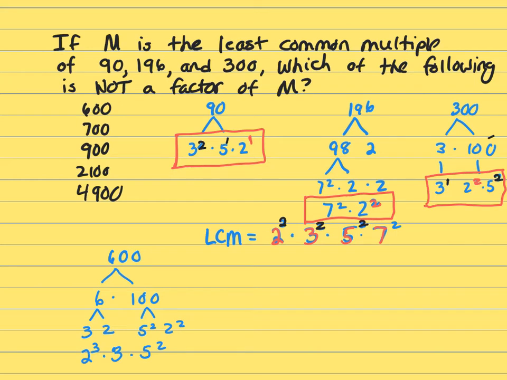7s: no factors of 7 in 90, two factors of 7 in 196, none in 300. The most was 2. So there's your LCM.